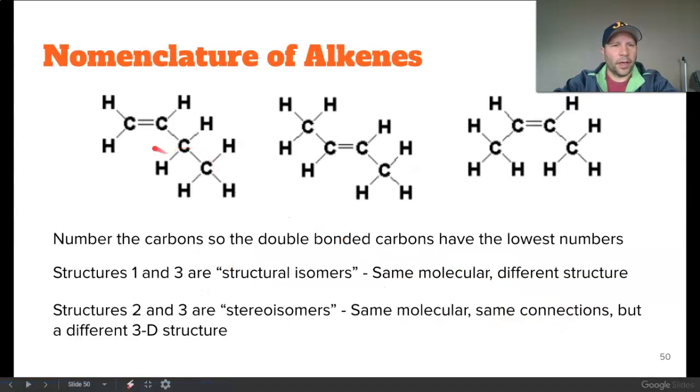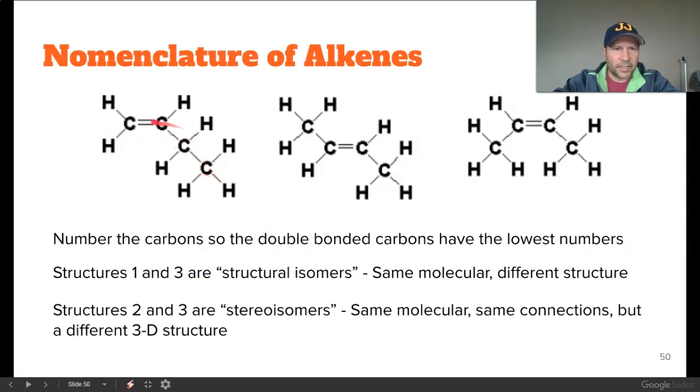Keep it rolling. The number of carbons, you want to number them so that the double bonded carbons have the lowest numbers. We've got to tell where that double bond is. You would not want to name this one starting with this carbon. You'd want to name it starting with that carbon there, because the double bond would be coming off of carbon 1. Structures 1 and 3 are what we call structural isomers, okay?